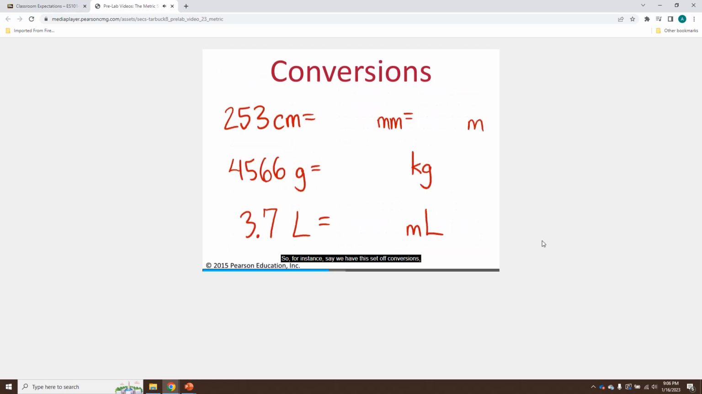So, for instance, say we have this set of conversions. We need to convert 253 centimeters to some number of millimeters and some number of meters. We need to convert 4,566 grams to some number of kilograms, and we need to convert 3.7 liters to some number of milliliters. How do we do this?